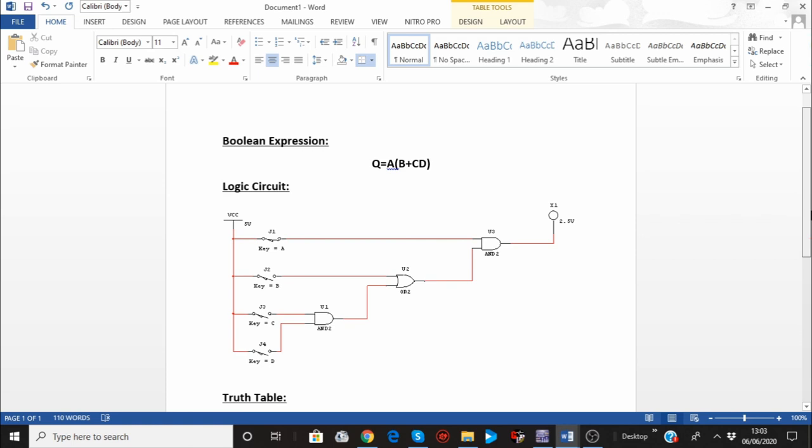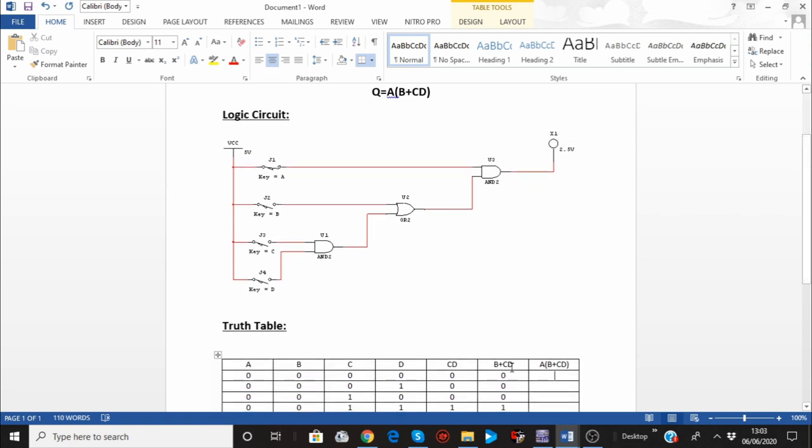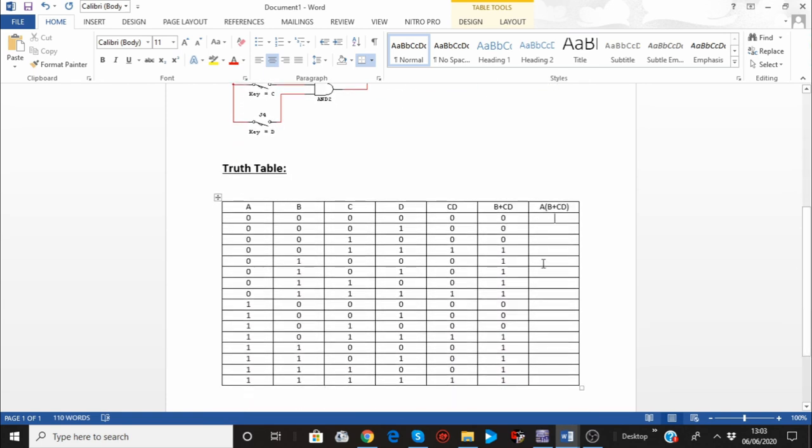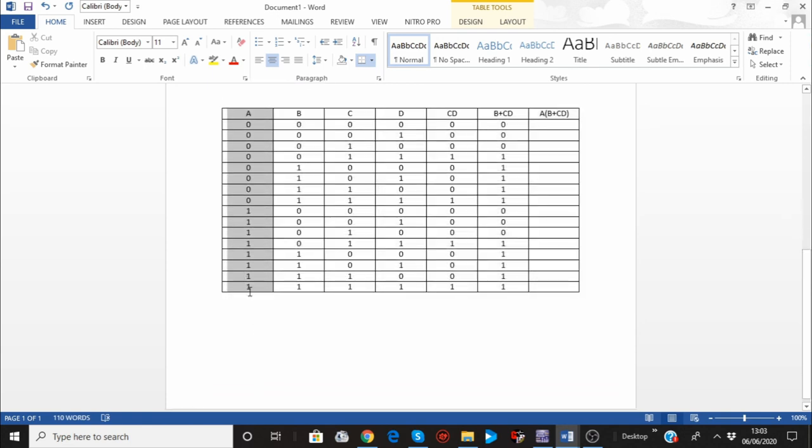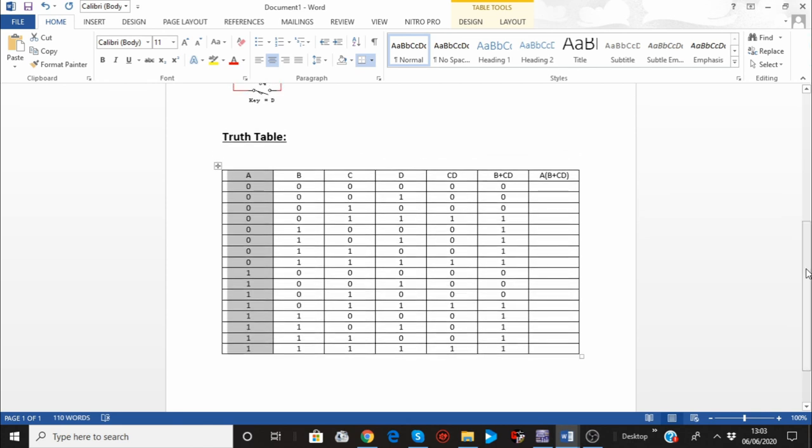Now, the last one, which is your final output here, is an AND gate between this, which was that bracket that we made, inside the bracket B or C and D, and A. So there's an AND gate between A, this column, and this. That means you only get an output 1 here when both of these columns are 1.